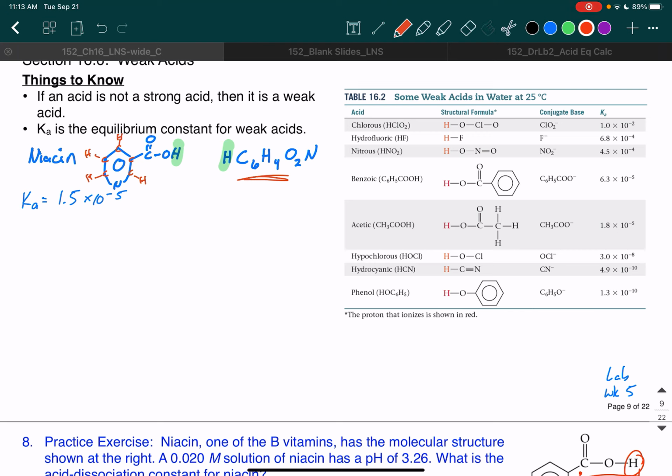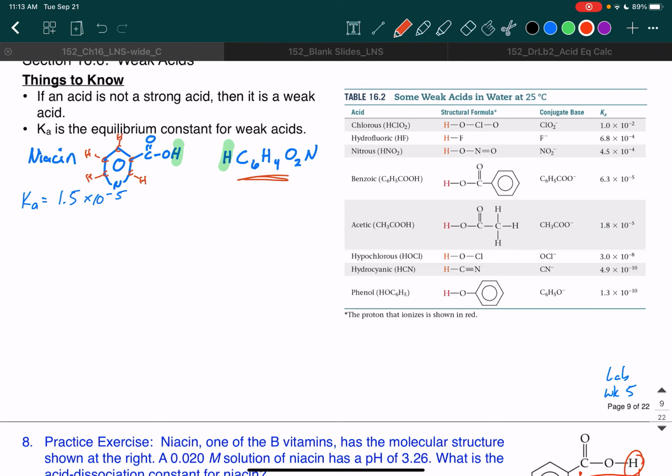In organic chemistry, there's a couple different shorthands that we use to draw structures, and this is one of them. You do not need to know how to draw the structure. You just need to recognize it's a monoprotic acid, and that what I'm about to show in terms of the ICE table, blah, blah, blah.